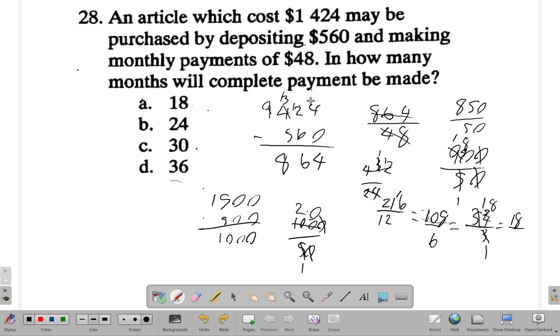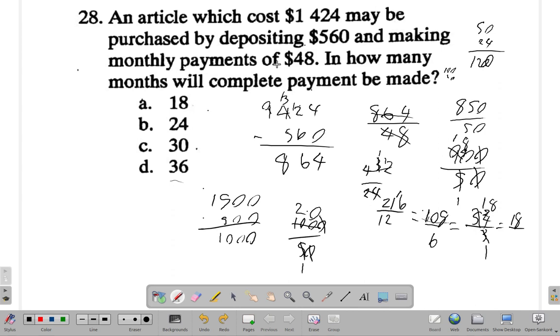Another thing you could do is to say after you have $864 left, 48 is kind of close to 50, call it 50. If you pay $50 monthly for 24 months, 24 by 0 is 0, 24 by 5, I know that 20 by 5 is 100, and 4 by 5 is 20, so 120. You would pay a lot more than the 864, so it would be less than 24 months. 24 months would be too much. You'd be paying too much if you have 864 left and you're paying close to $50. 24 months would be way over.